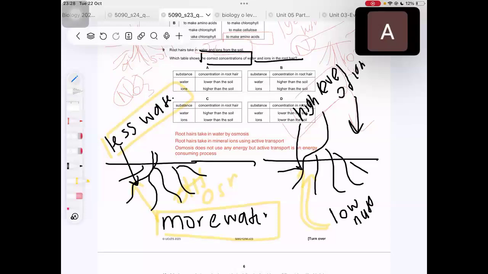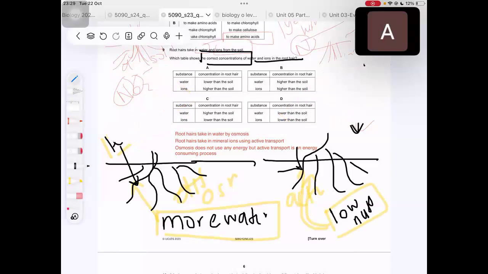But look at that. They have a low nutrient level in the soil and a high nutrient level in the root hair. How do they move into the root hairs? We know it is by active transport, right? When something moves from a low concentration to a high concentration, we call it active transport. So you got the idea. Let's go through the answers.